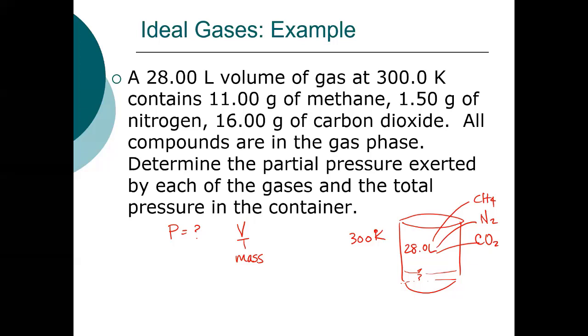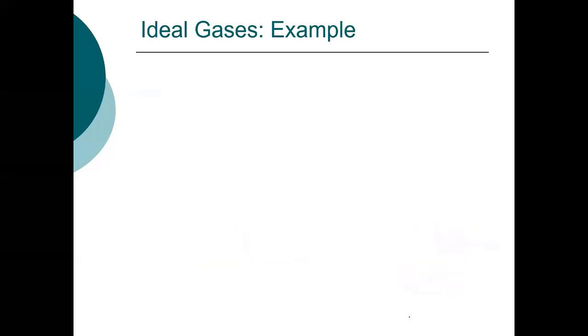Since we're given the mass, we can determine the number of moles. We're given volume, we're given temperature, and by PV equals nRT, we can determine the partial pressure of each of these gases. So we'll do exactly that. We have 11 grams of methane, 1.5 grams of nitrogen, and 16 grams of CO2.